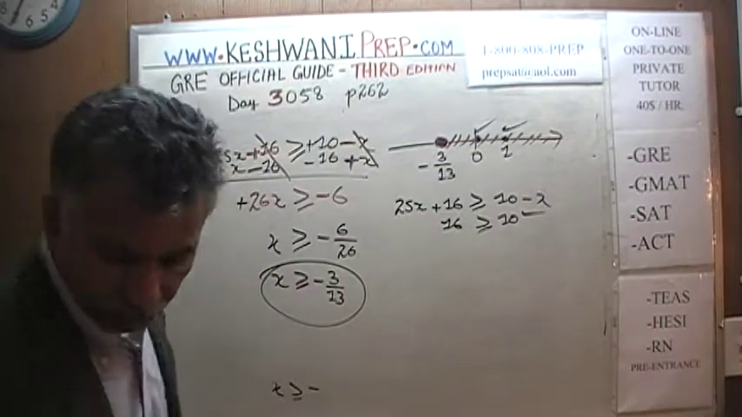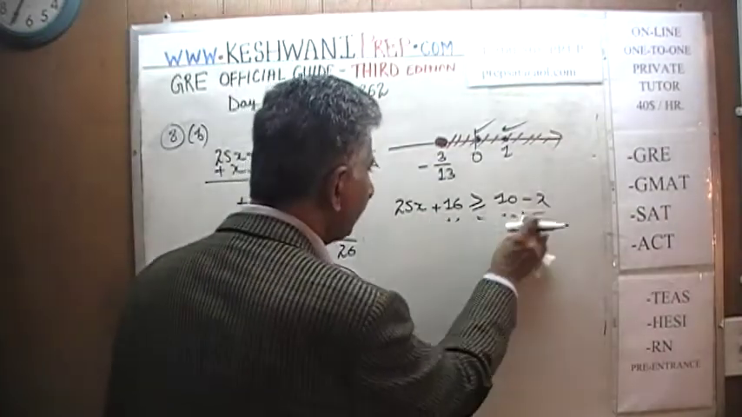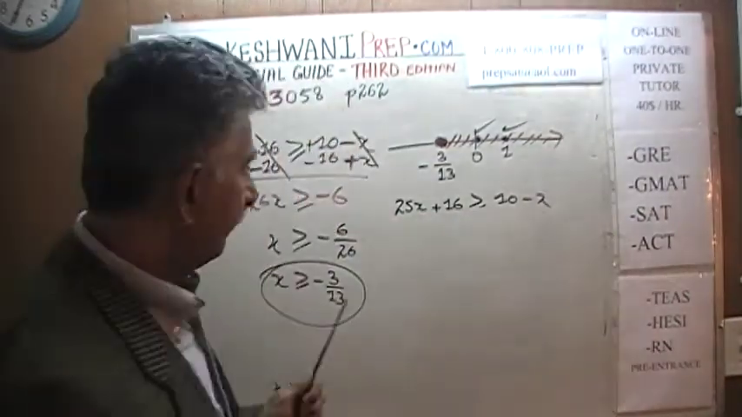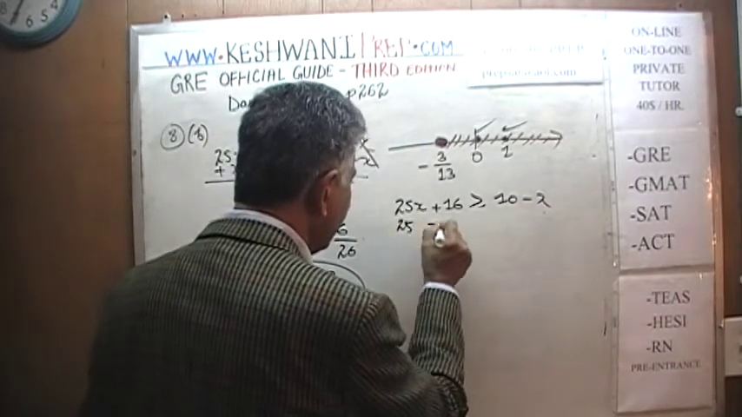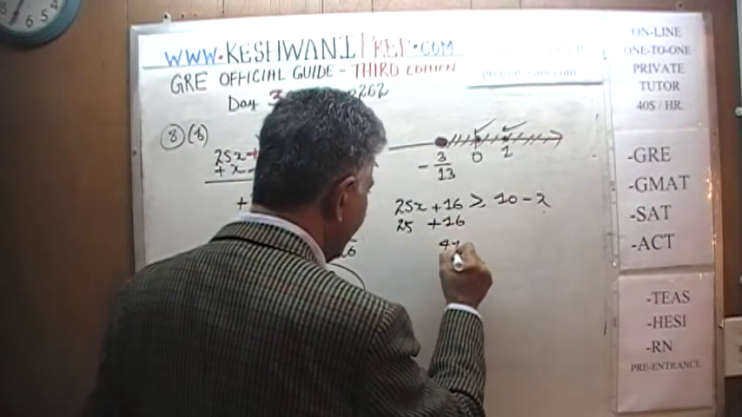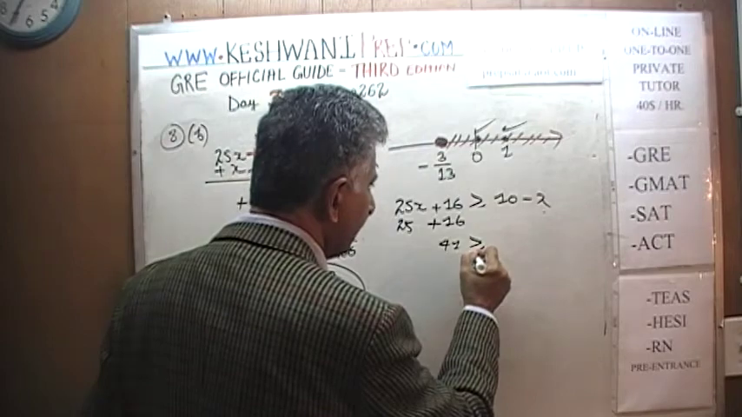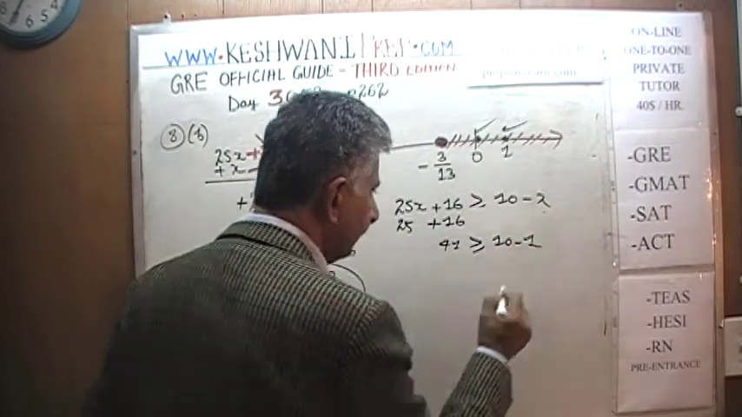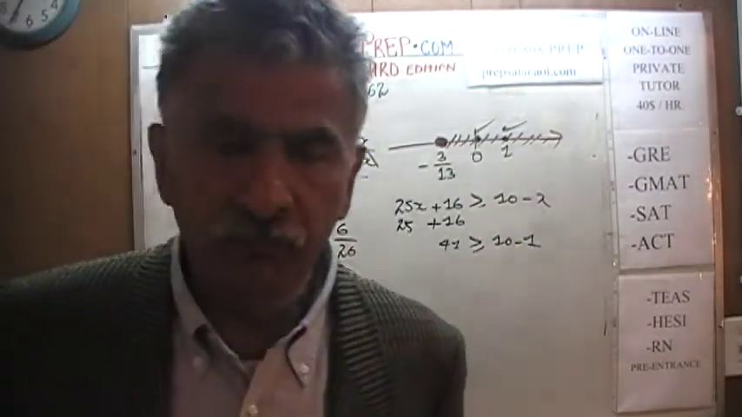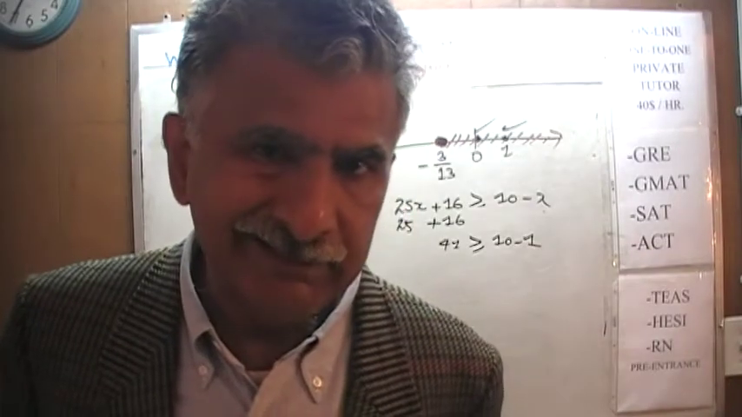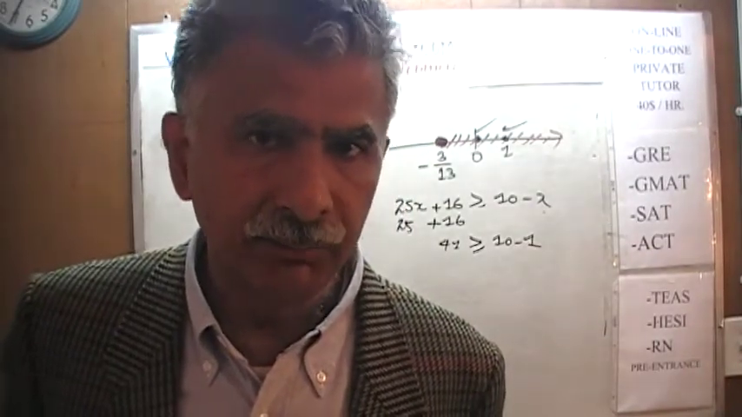Let's put it here just to see it. If you put in 1 for x, we'll end up with 25 plus 16, which is 41. And is 41 greater than or equal to 10 minus 1? The answer, of course, is yes, it is. 41 is indeed greater than or equal to 9.